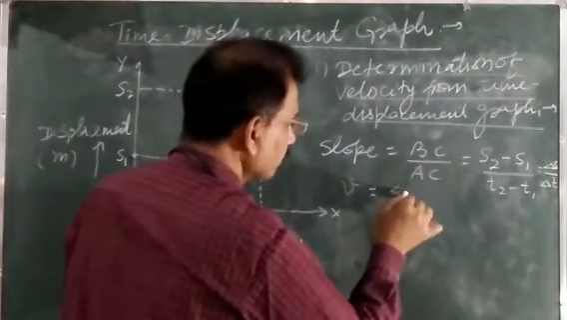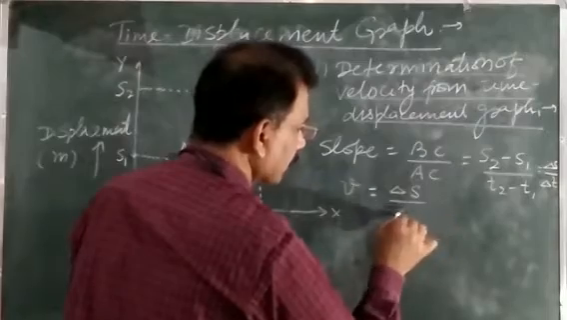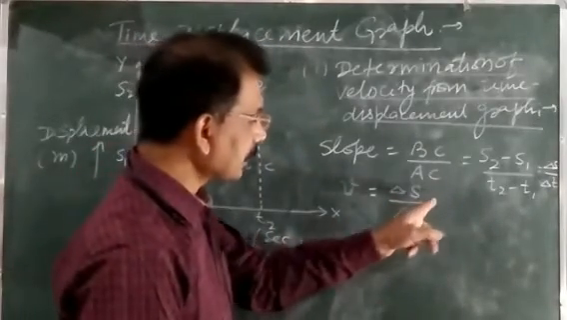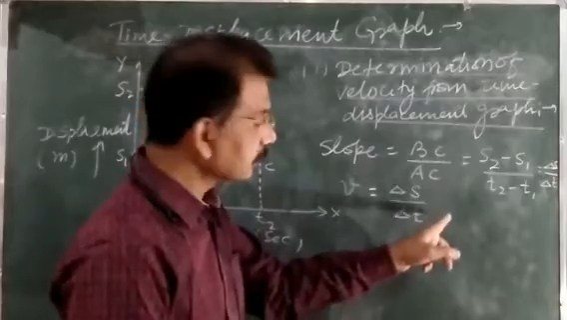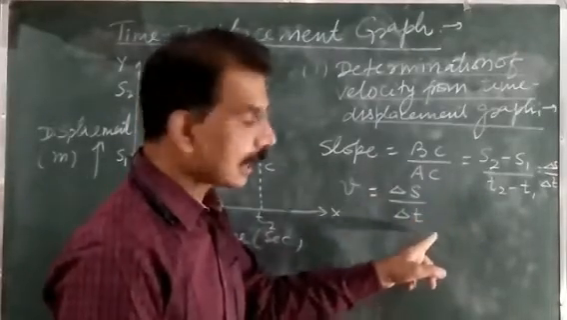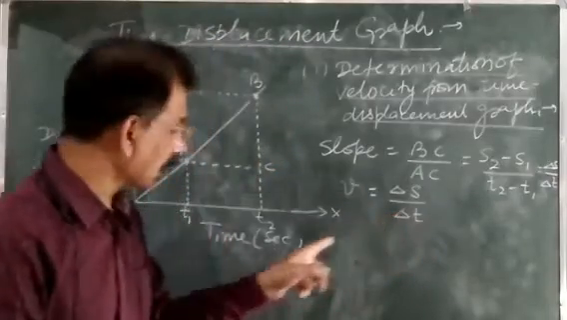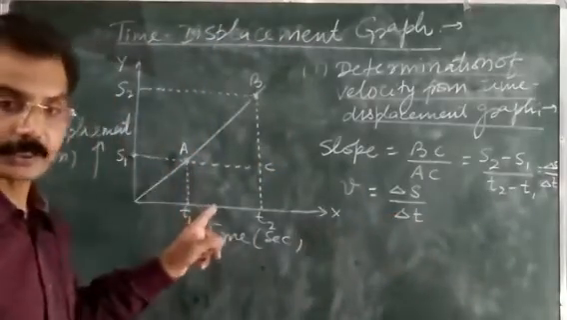And this is equal to delta s upon delta t. And delta s, as you know, is in meter, delta t in second. So this becomes meter per second. And in this way you can calculate the velocity with the help of the displacement graph.